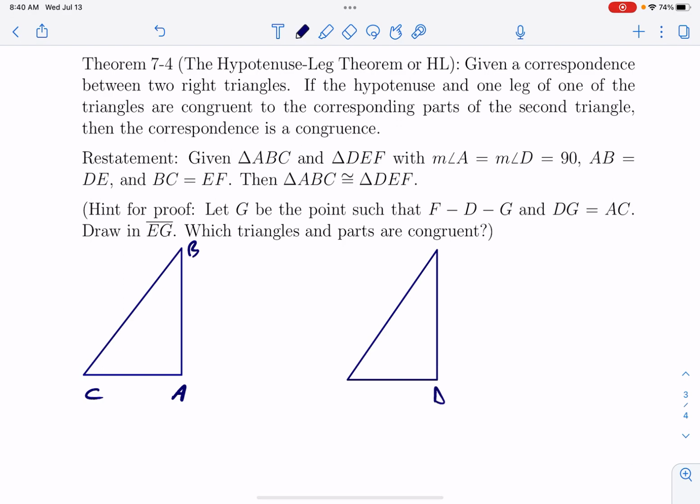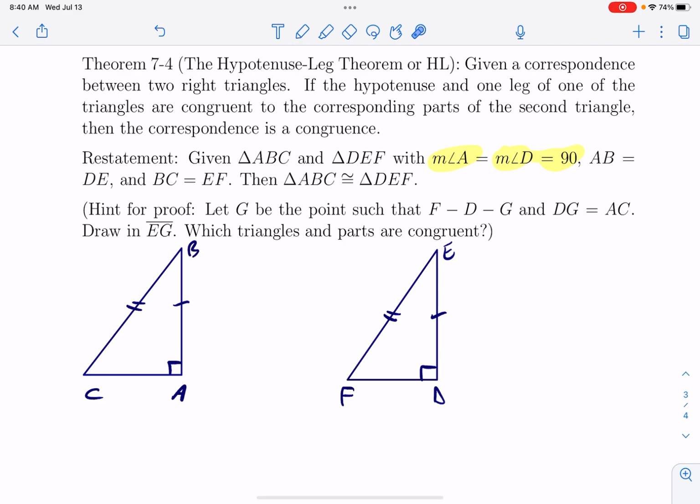That is D, E, F. So I have two triangles, and we're assuming, first of all, that they're right triangles. So the measure of angle A and the measure of angle D are both 90. We're assuming AB equals DE, and we're assuming BC equals EF. So this is our setup.